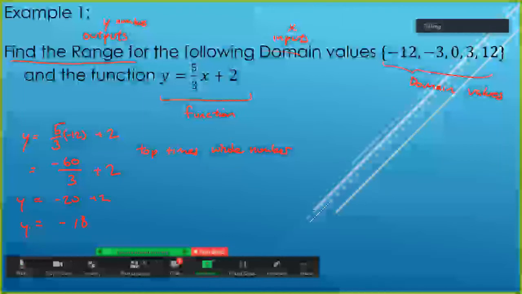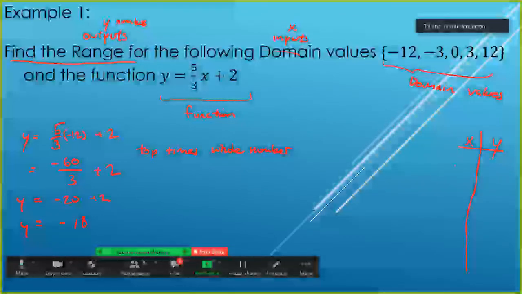Okay, over on the right side of my screen, I'm going to make a table to keep track of our inputs and outputs. We've been using tables a lot in this group. Let's continue that. We plugged in the negative 12, and we got out negative 18. Now, what we need to do next is all the rest of these values. I want to plug in negative 3, 0, then 3, and then 12.